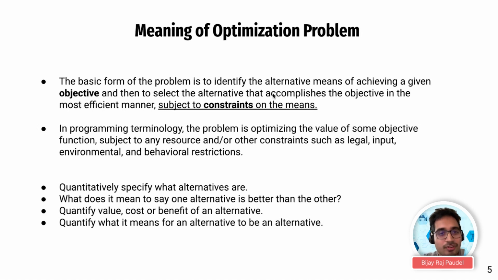So, a more formal definition. The basic form of a problem in optimization is to identify alternative means of achieving a given objective. We always have one objective, and then select the alternative that accomplishes the objective in the most efficient manner, subject to constraints on the means. That objective can be achieved by using different methods, but in a practical optimization problem, we always have some kind of constraint. We cannot have imaginary values that explode everywhere. So we always have constraints, and we always have an objective.